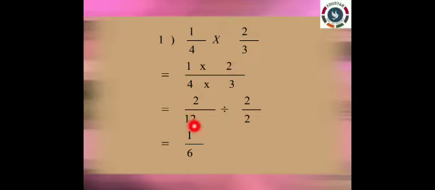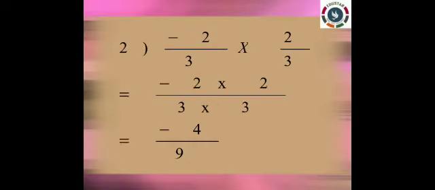2 by 12. 2 by 12, common factor is 2. So 2 divided by 2 we get 1. 12 divided by 2 we get 6. So the answer is 1 by 6. 1 by 4 into 2 by 3 we get 1 by 6.